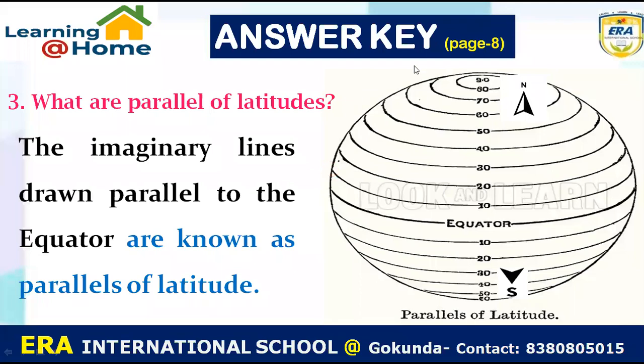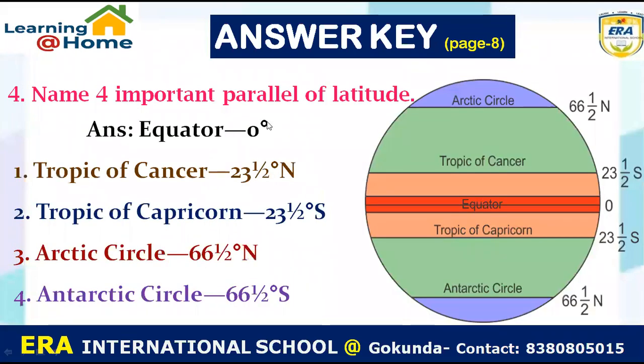Okay. 4th question. Name 4 important parallels of latitude. There are 4 important parallels of latitude, 2 on the northern side and 2 on the southern side. On the northern side, one is the Tropic of Cancer, that is 23.5. On the south side, Tropic of Capricorn, 23.5. The Arctic Circle is present on the north side, 66.5. And after that, the Antarctic Circle is present on the south side, 66.5.